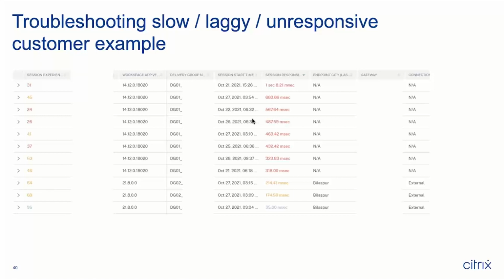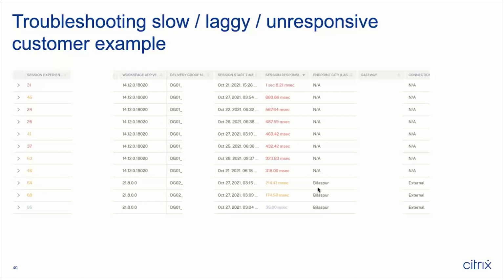So when the user experience and the session responsiveness is poor, we see that they're on version 14.12 of Workspace app. They're using a delivery group, which is DG01, and they're using an internal gateway. When the user experience is better, they're on Workspace app version 21.8. They're on a different delivery group, and we can see that they're coming in from a gateway which is based in India. So we can start seeing here that, okay, the user is in the same location, but the user experience is different depending on some of these criteria.